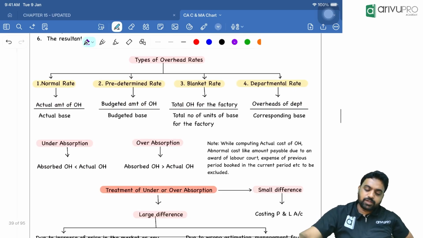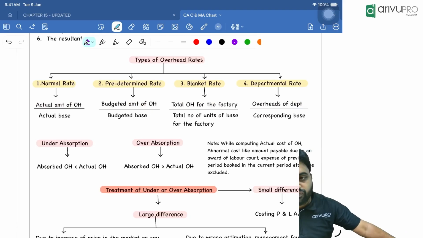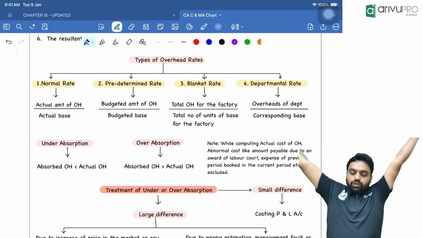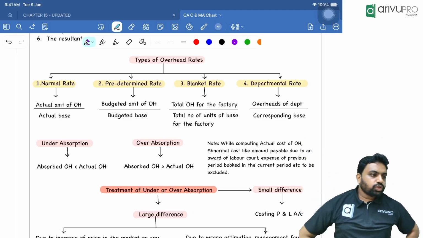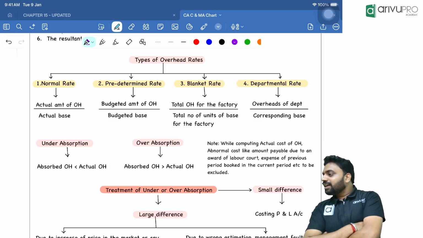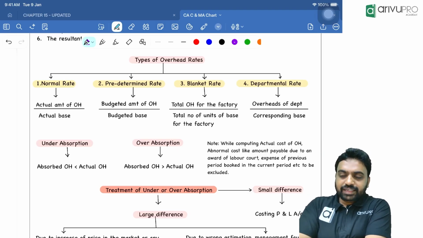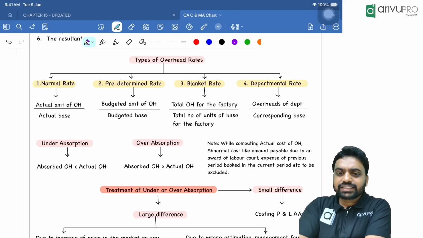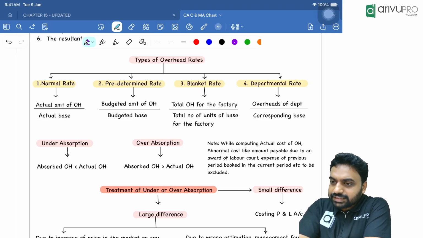Now guys, types of overhead rate, we have 4 different types of overhead rates. Not method of absorption, it is type of overhead rate. One is normal rate. What do you mean by this normal rate, sir? To determine the absorption rate here, we take the actual overhead and we divide it by the actual base. What do you mean by actual base? It could be percentage of material, percentage of labor, anything. If you take labor hours, then the denominator is labor hours. So here you are going to consider actual labor hours.